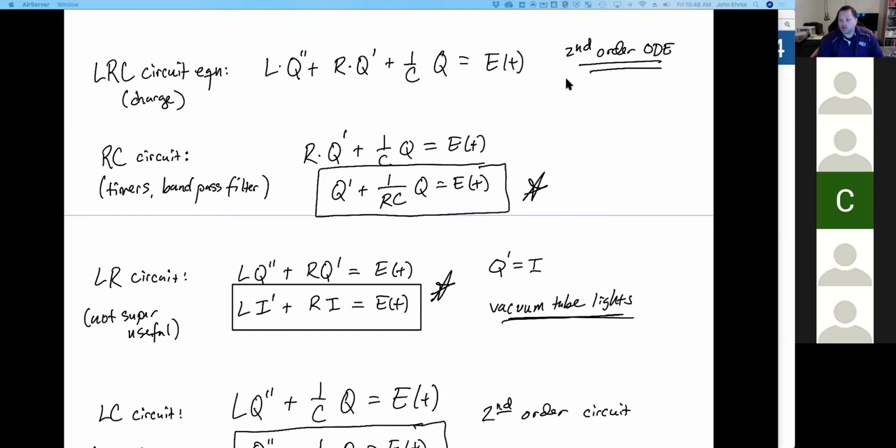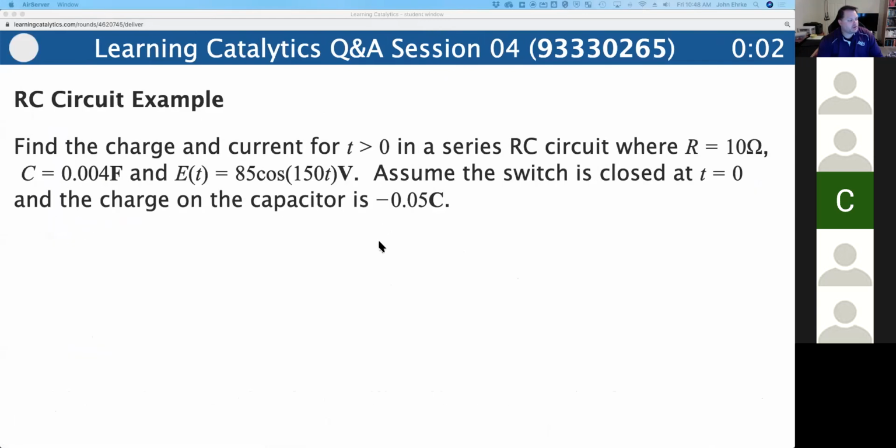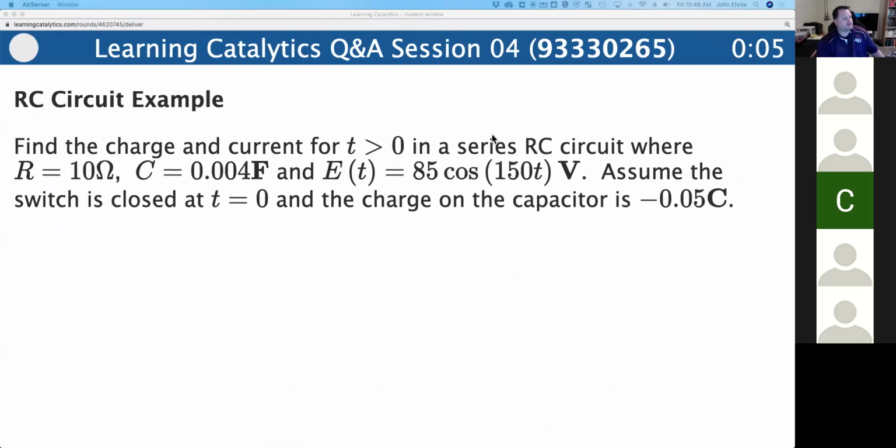So I just want to jump into an example that's kind of like the example that you have on your Maple Lab due next Wednesday, to make sure we're comfortable with what's going on in a circuit problem for now, and head off any questions that you might have. All right. So there's nothing to respond to here, but this is an RC circuit example. I want us to be able to find the function that gives the charge and current after an RC circuit is turned on, where the resistance is 10 ohms, the capacitance is 0.004 farads, and the electromotive force is an alternating current of 85 volts.